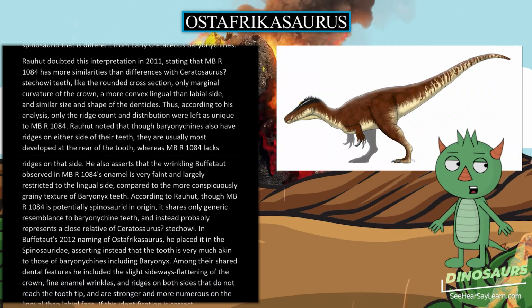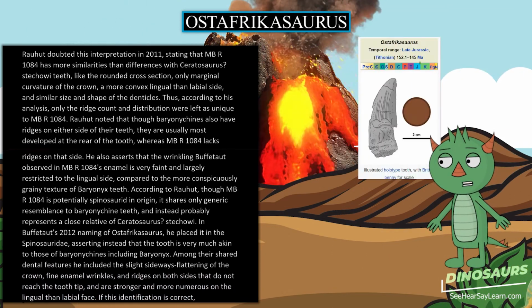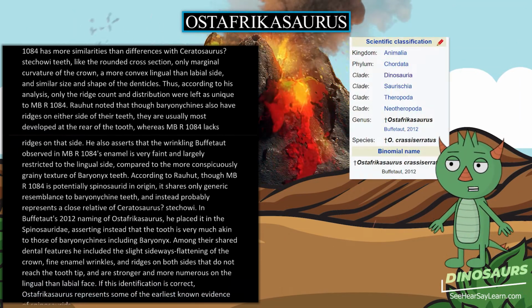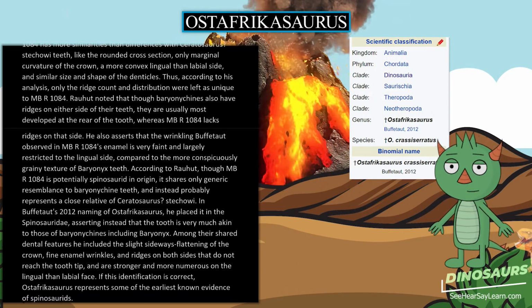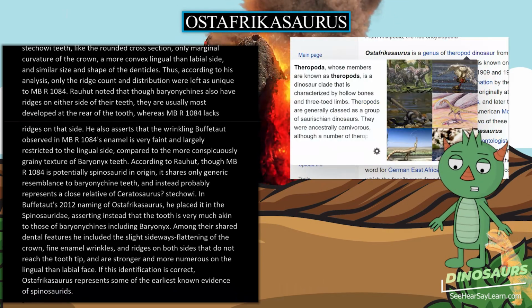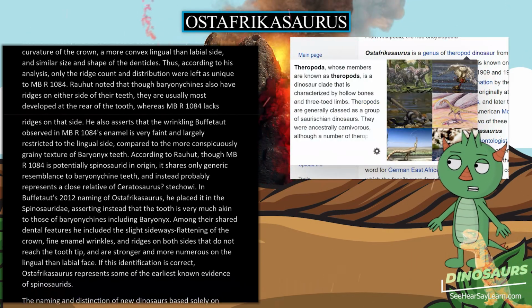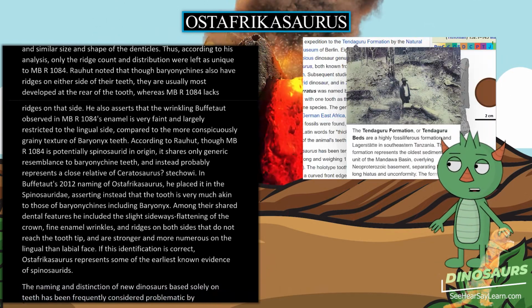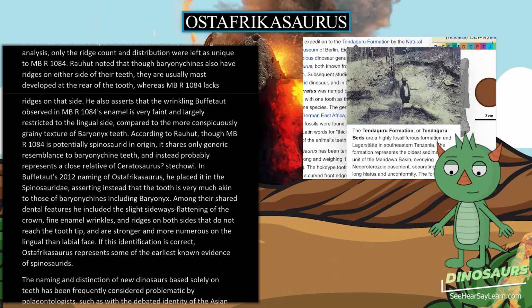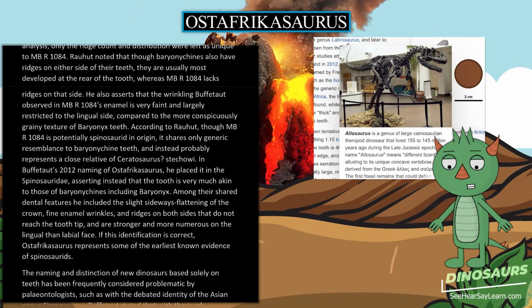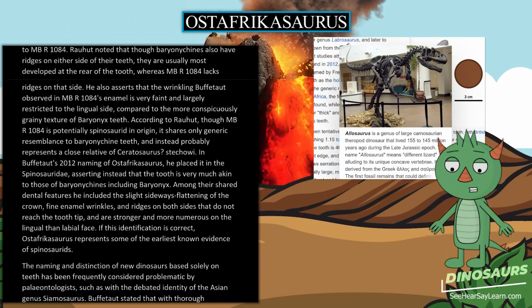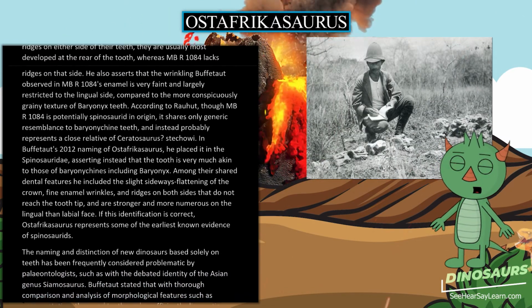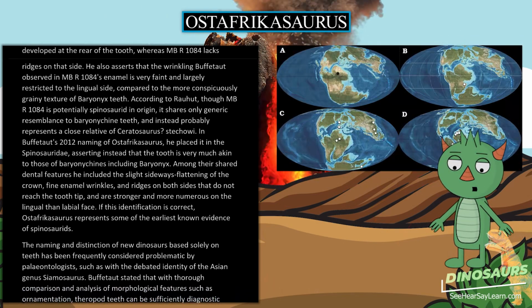Buffetaut noted that though baryonychines also have ridges on either side of their teeth, they are usually most developed at the rear of the tooth, whereas MBR 1084 lacks ridges on that side. He also asserts that the wrinkling observed in MBR 1084's enamel is very faint and largely restricted to the lingual side, compared to the more conspicuously grainy texture of Baryonyx teeth. According to Buffetaut, though MBR 1084 is potentially spinosaurid in origin, it shares only generic resemblance to baryonychine teeth, and instead probably represents a close relative of Ceratosaurus.